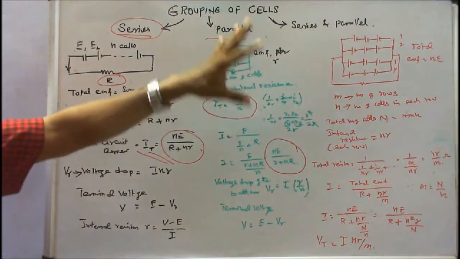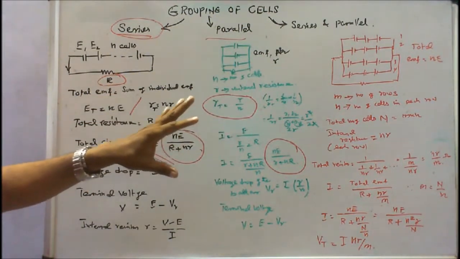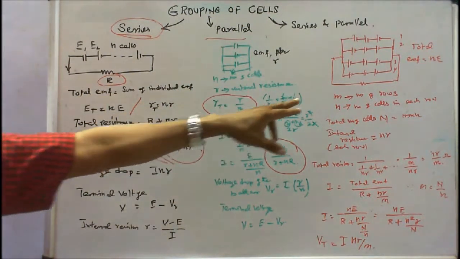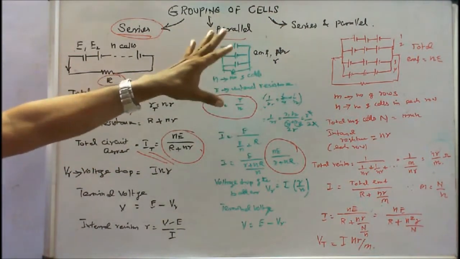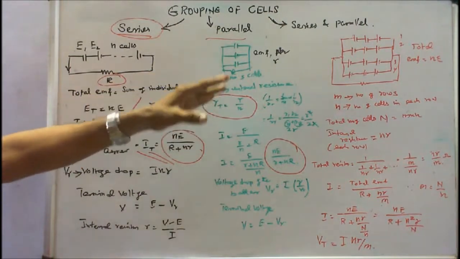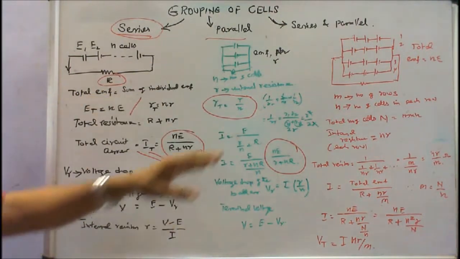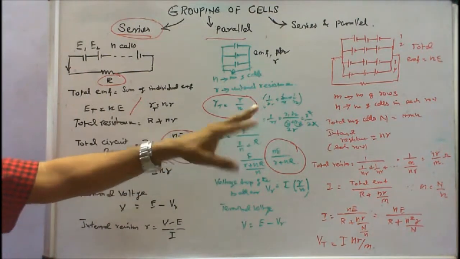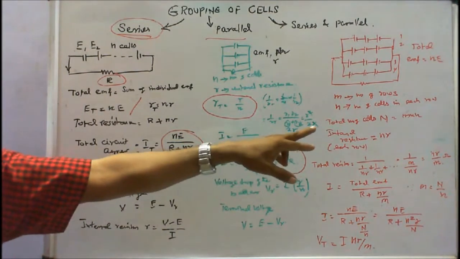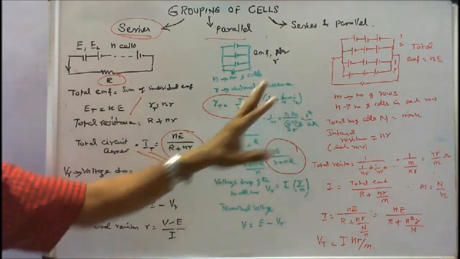Here I am connecting n number of cells. Here m represents the number of rows. How many rows? 4 rows. Here in this circuit, 4 rows. If m is equal to the number of rows and n is equal to the number of cells in each row, therefore the total number of cells capital N is equal to m into small n.